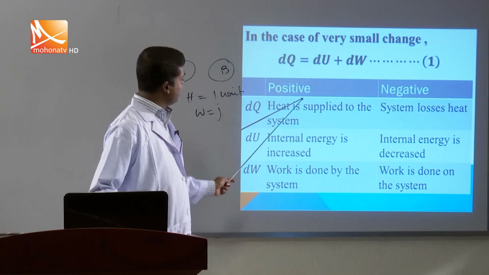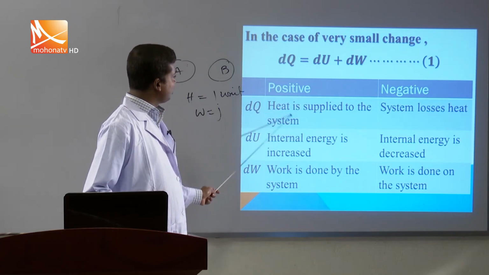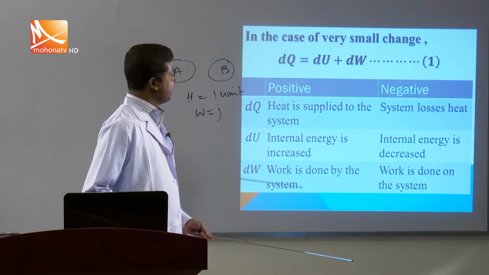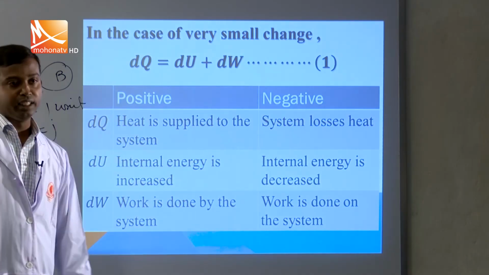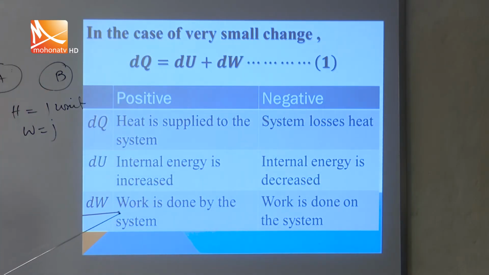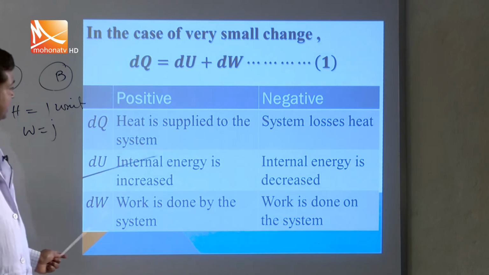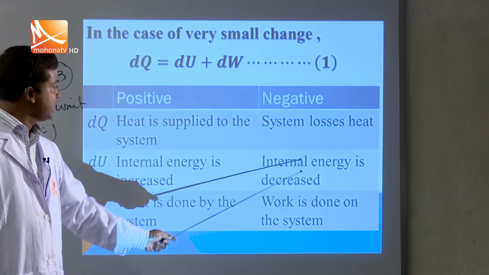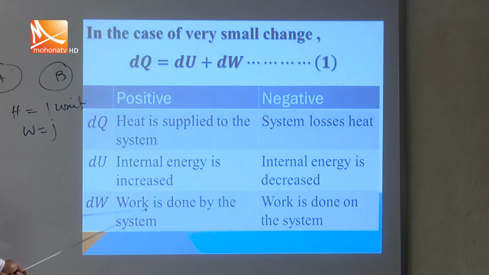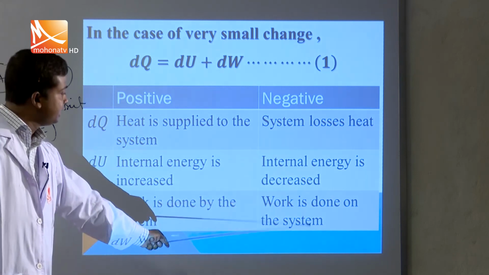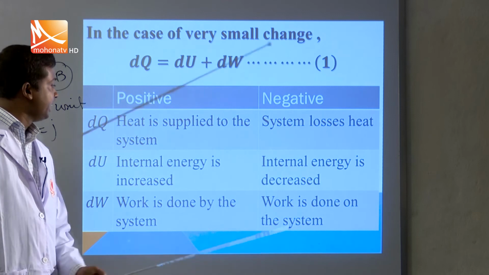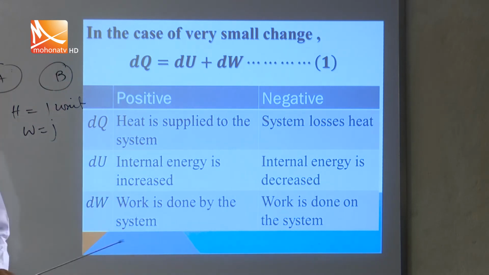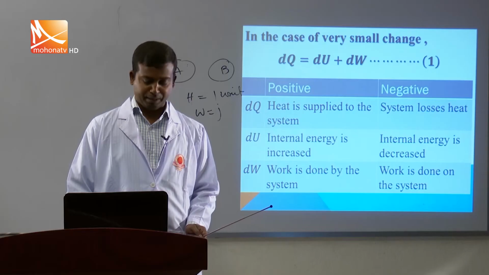In this table, you will see that when heat is absorbed by the system, dq will be positive. Similarly, when the system loses heat, dq will be negative. When the internal energy is increased, du is positive, and when internal energy is lost, du will be negative. When work is done by the system, dw will be positive, and when work is done on the system, dw will be negative. This last point is very important for you to solve mathematical problems and to give explanations.